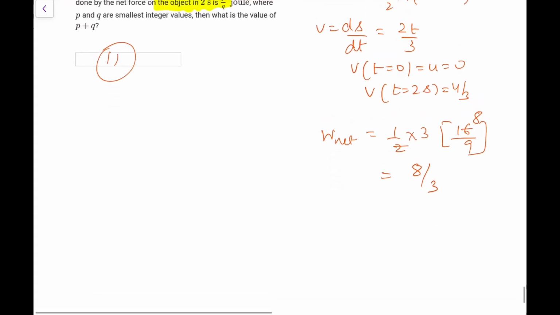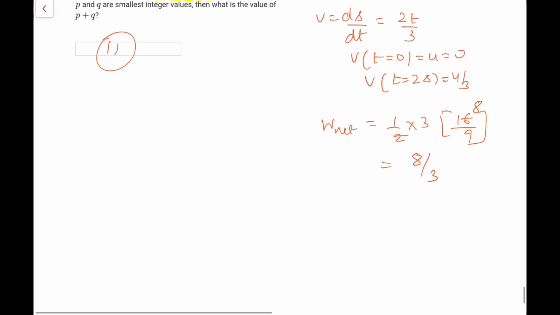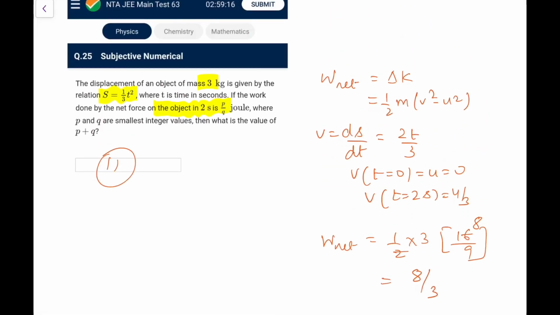So this was today's paper. I hope it was not that tough. Meet you tomorrow if the paper comes.